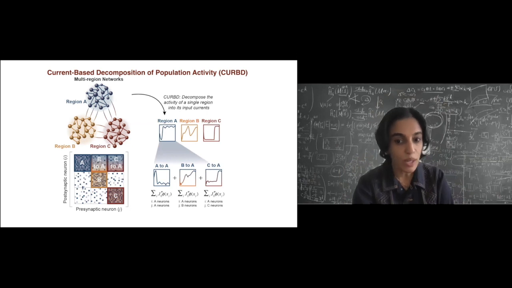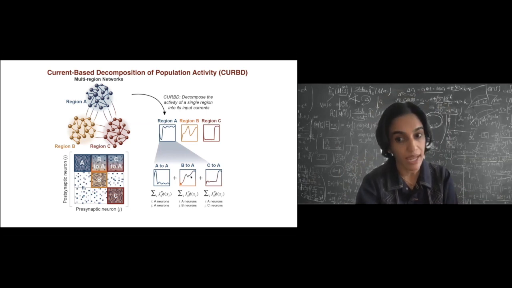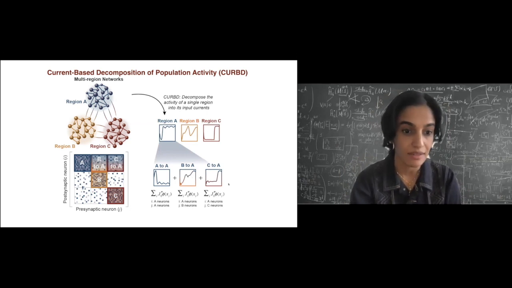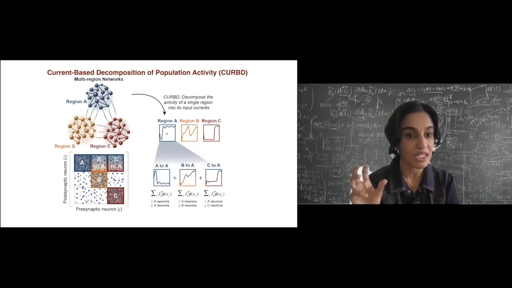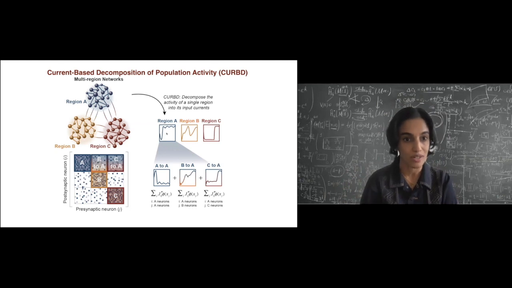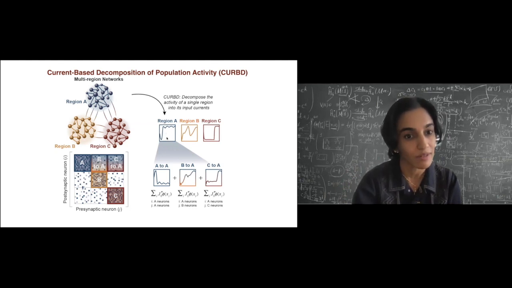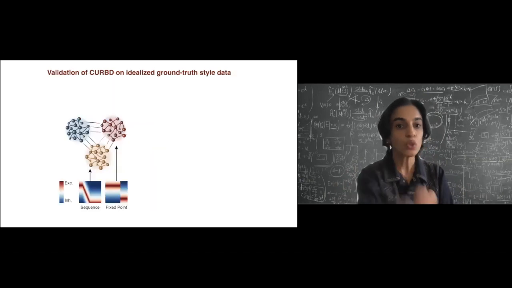So the A to A currents are made by summing over just the A neurons within this matrix. And so you get the currents from A to A, the currents from B to A, and the currents from C to A separately. So it gives you the ability to take the output activity that you've actually recorded and decompose the source currents from the exact same one. You can do the same exercise for region B and region C.